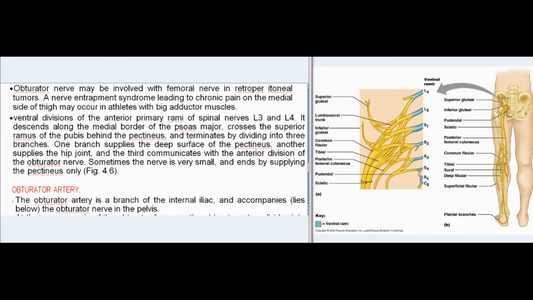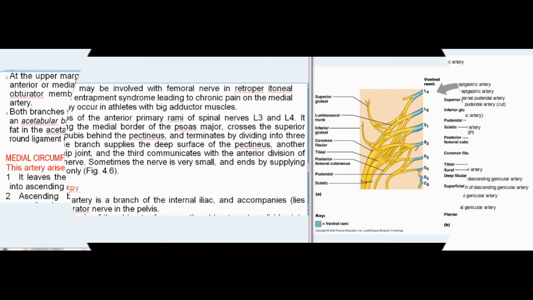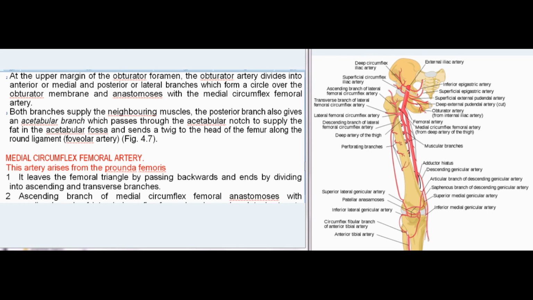Obturator artery. 1. The obturator artery is a branch of the internal iliac, and accompanies, lies below, the obturator nerve in the pelvis. 2. At the upper margin of the obturator foramen, the obturator artery divides into anterior or medial and posterior or lateral branches which form a circle over the obturator membrane and anastomose with the medial circumflex femoral artery. 3. Both branches supply the neighboring muscles. The posterior branch also gives an acetabular branch which passes through the acetabular notch to supply the fat in the acetabular fossa and sends a twig to the head of the femur along the round ligament, the foveolar artery.